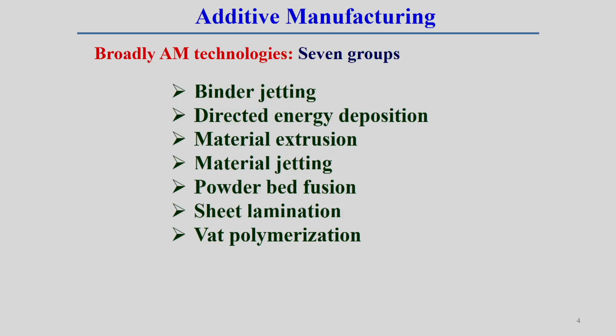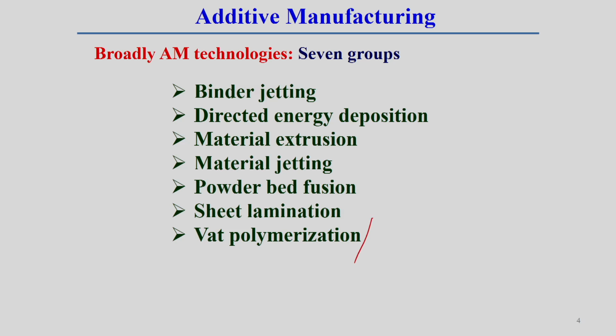Now, we will look into the basic additive manufacturing processes. We will get some overview of all these additive manufacturing technologies. Broadly, additive manufacturing technologies have 7 groups, irrespective of whether it is metallic or non-metallic material. These 7 groups are binder jetting, direct energy deposition, material extrusion, material jetting, powder bed fusion, sheet lamination, and of course, VAT polymerization, or we can say stereolithography.